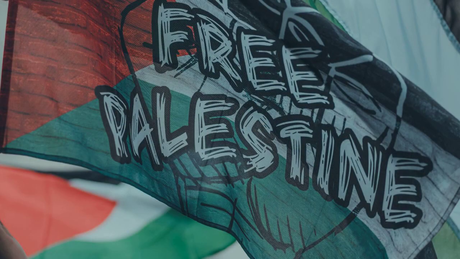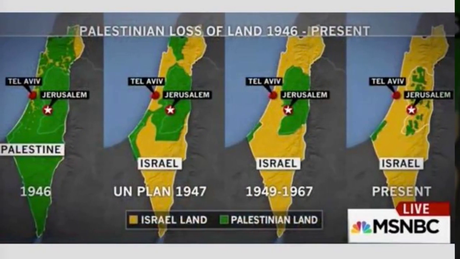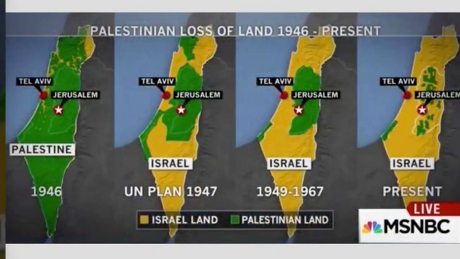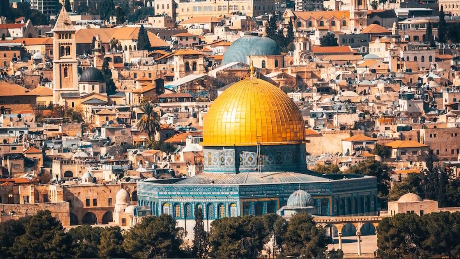The Committee on the Exercise of the Inalienable Rights of the Palestinian People was established by the General Assembly, and the tactics employed by the Israeli forces resulted in mass casualties and heavy loss of life among the Palestinian civilian population. The Palestinian National Council announced during its meeting in Algiers the establishment of the State of Palestine.